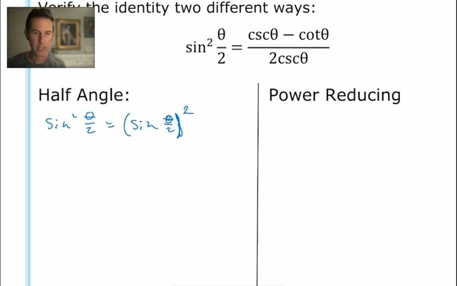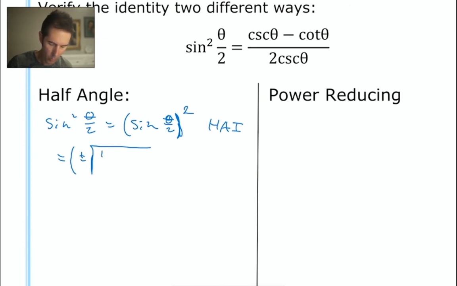And the half angle identity, so I'm going to pull the trigger on the half angle identity, or half angle formula as it's called on my formula sheet. We can say that the sine of theta over 2 is equal to plus or minus the square root of 1 minus cosine theta all divided by 2.